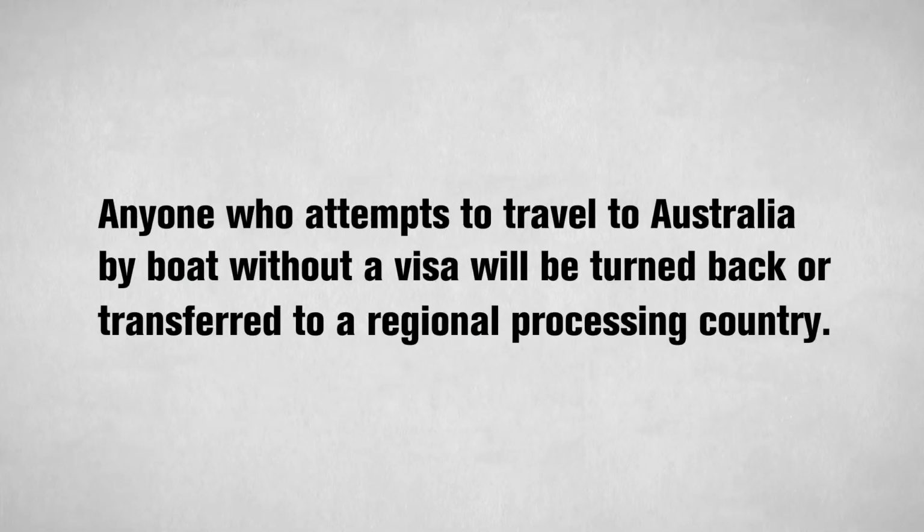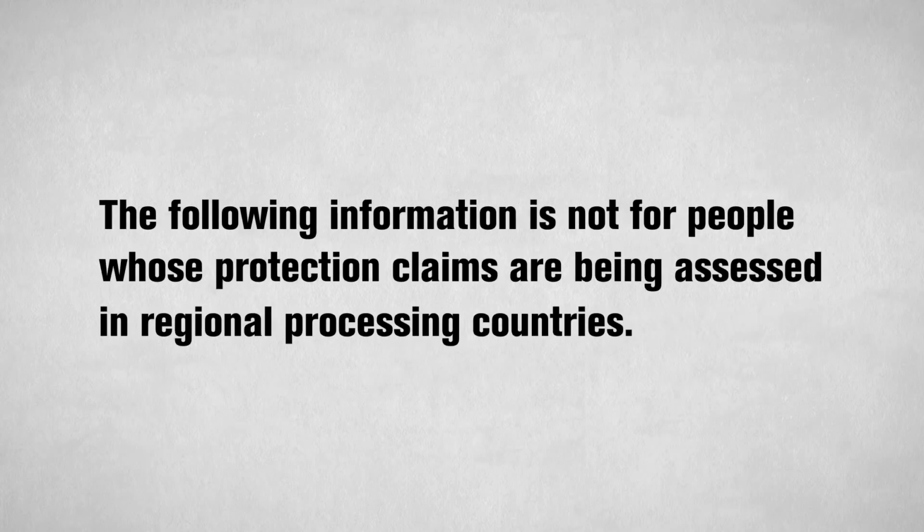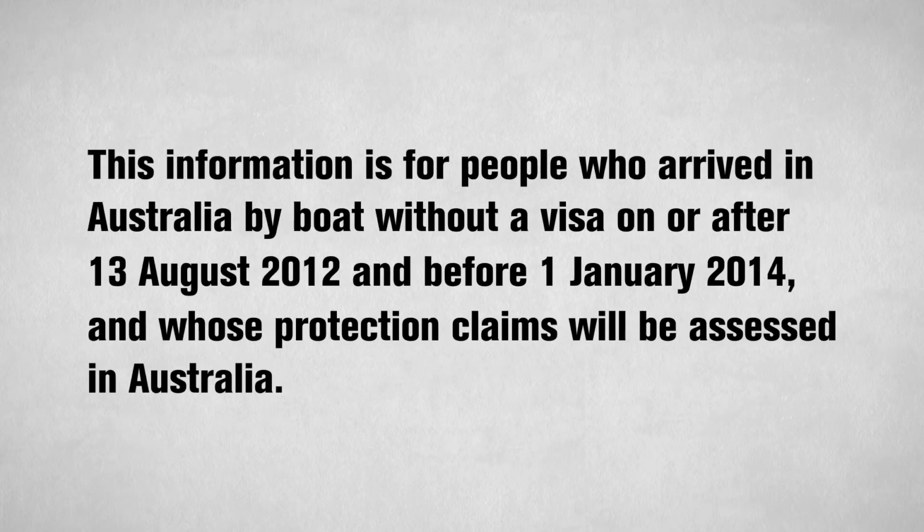Anyone who attempts to travel to Australia by boat without a visa will be turned back or transferred to a regional processing country. The following information is not for people whose protection claims are being assessed in regional processing countries. This information is for people who arrived in Australia by boat without a visa on or after 13 August 2012 and before 1 January 2014 and whose protection claims will be assessed in Australia.